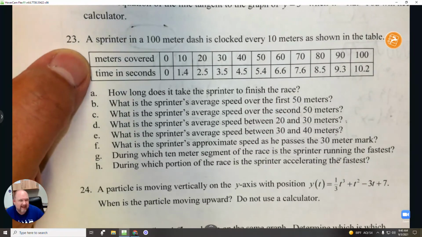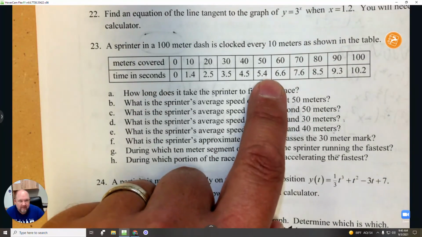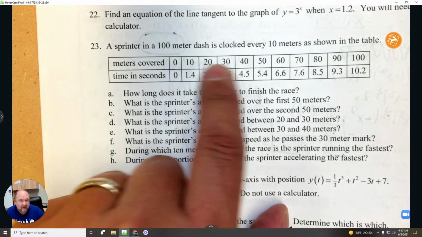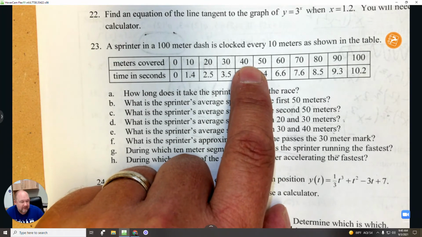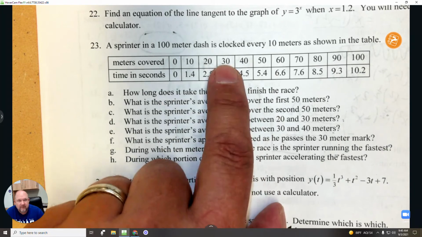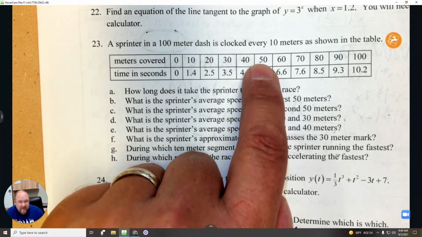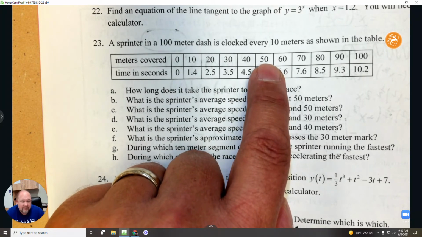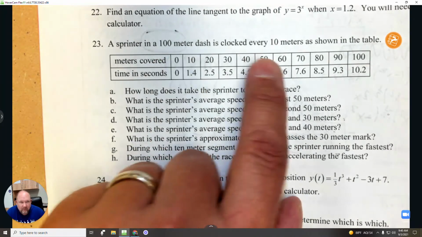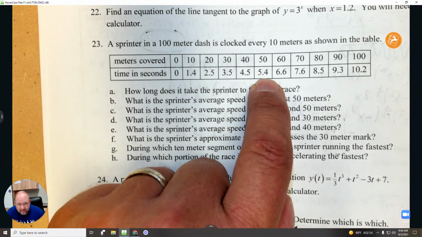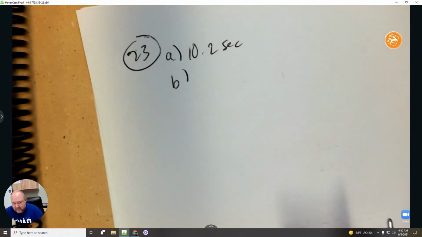B, what is the sprinter's average speed? That's the average rate of change over the first 50 meters. So the bottom row, top row is actually the Y value, right? I'm just double checking. Yeah. So the top is the Y and the bottom is the X. So the seconds is the input and then the output is the Y on top. So Y2 minus Y1, that's 50, take away 0, and 5.4, take away 0. Just Y2 minus Y1.